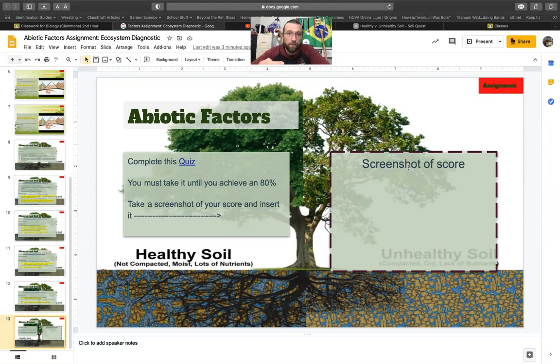Same thing for the ecosystem roles assignment. It's going to be in the ecosystem roles category, and it'll be in the ecosystem roles assignment. So that's where you find the ecosystem roles quiz.